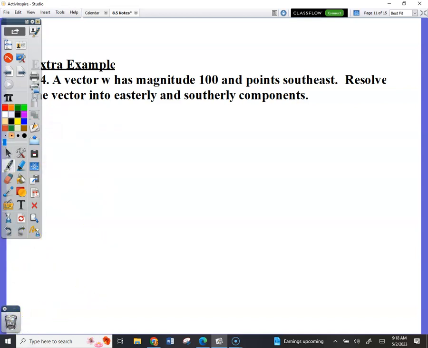A vector W has a magnitude 100 and points southeast. Resolve the vector into easterly and southerly components. That would be a fancy way of saying finding the horizontal and the vertical, okay? You don't necessarily have to know your cardinal directions here to get it right, because you should know we're drawing a right triangle. You just need to put the vector W having a 100 magnitude on the diagonal. But let's help you out with cardinal directions.